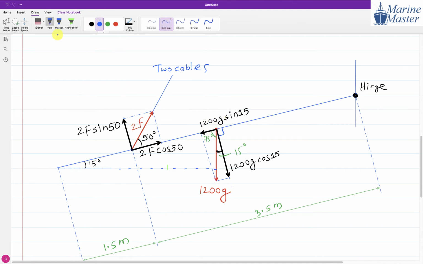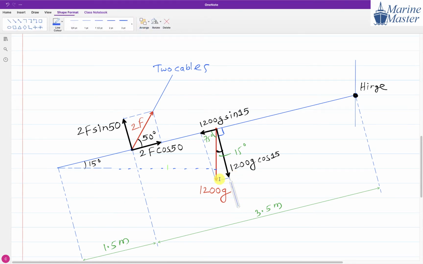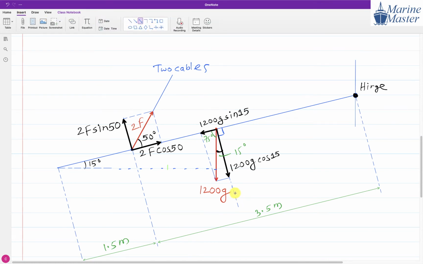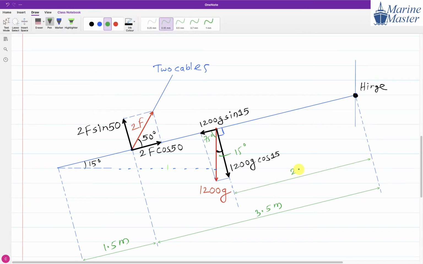And what is the benefit of taking a component like this? We will see this benefit. I will extend this line further, as a dotted line. So now, can you tell me this distance, from here to here? It will be 2.5 meter, sir. So if you see, what is the benefit of taking components like this? One is along the ramp, another one is perpendicular to the ramp. What is the moment of 1200 G sin 15 about this hinge point?